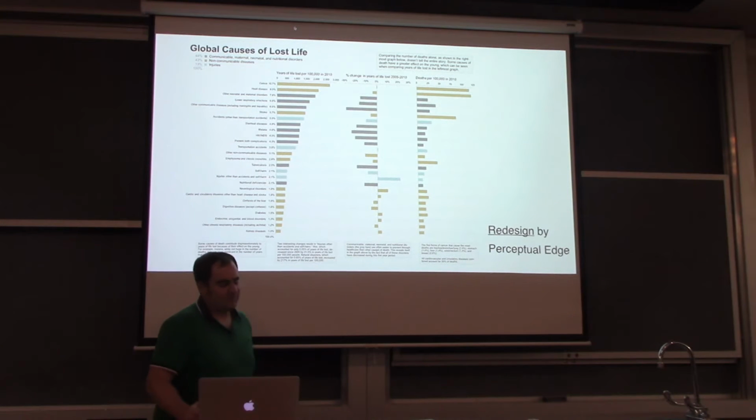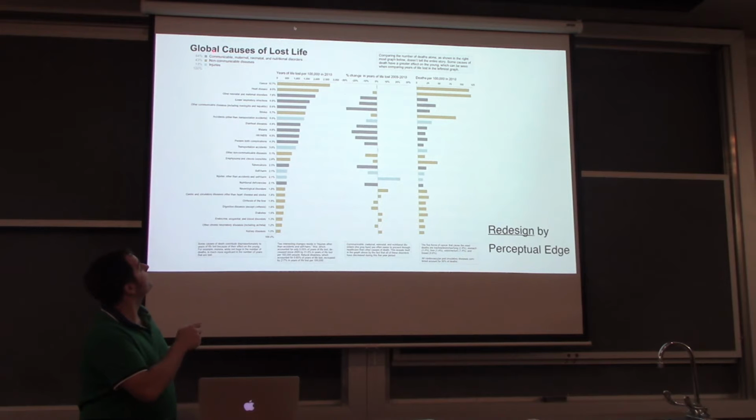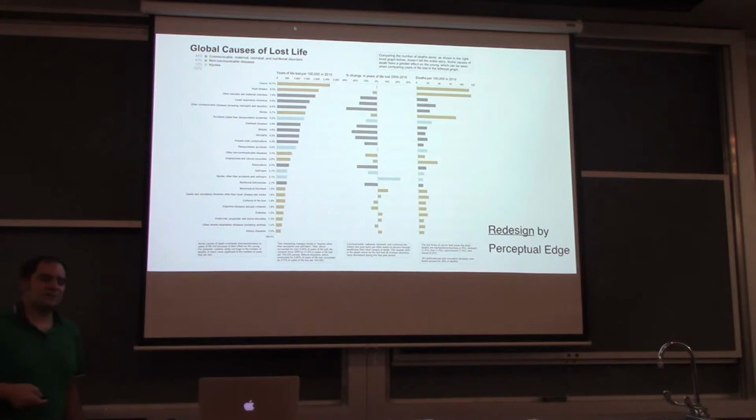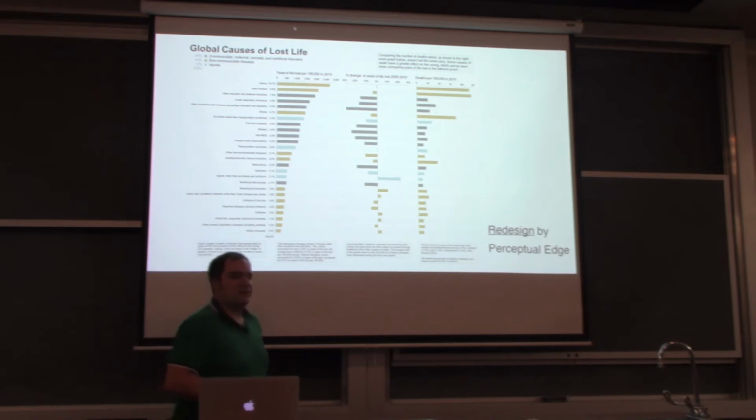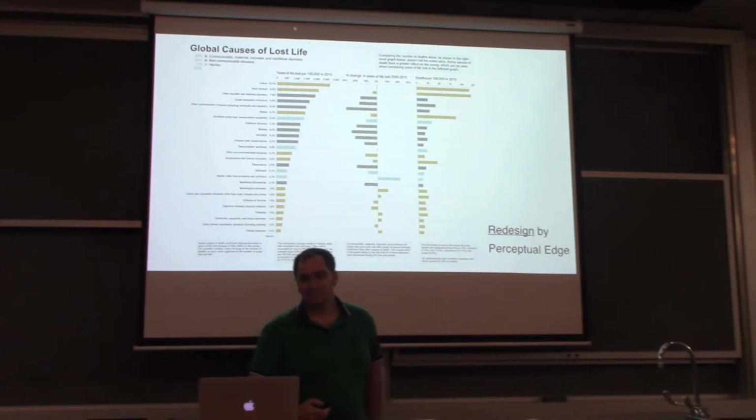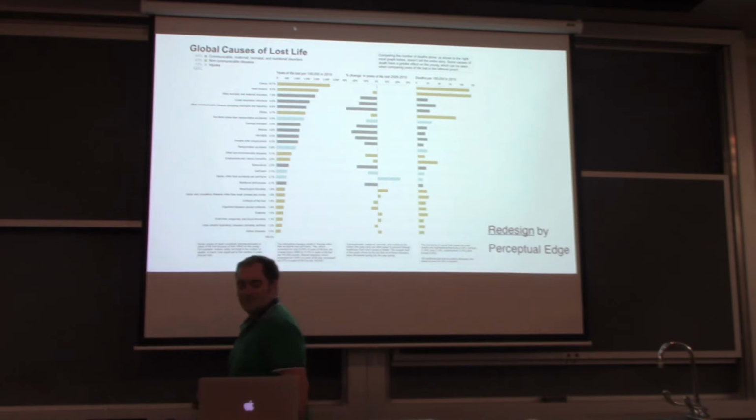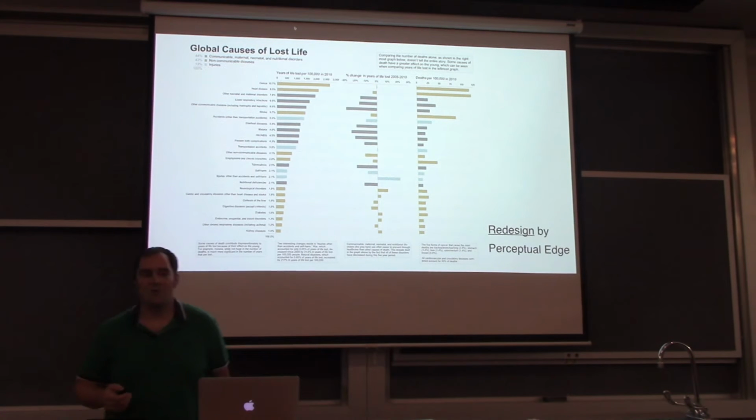And he also uses these color codings here for communicable diseases, non-communicable diseases, and injuries. And so here, the communicable diseases are the ones that are easier to treat, presumably, than the other classes. So, any questions or comments about this?